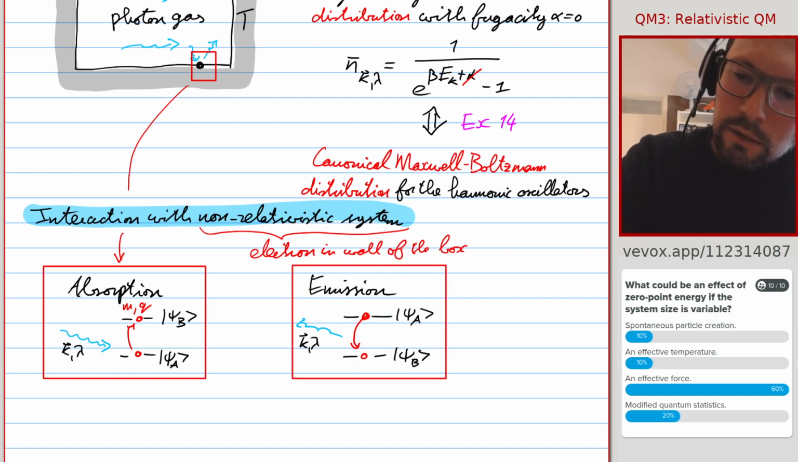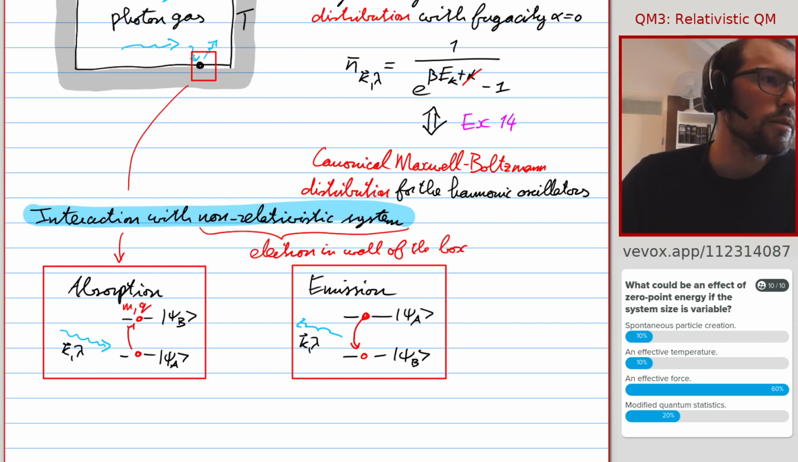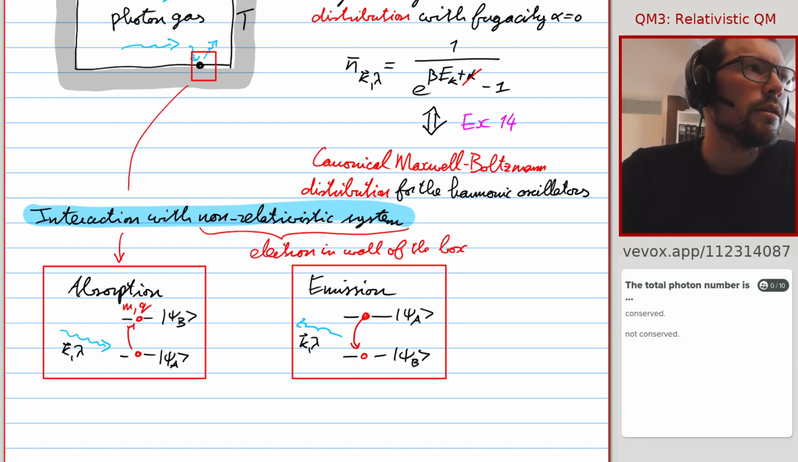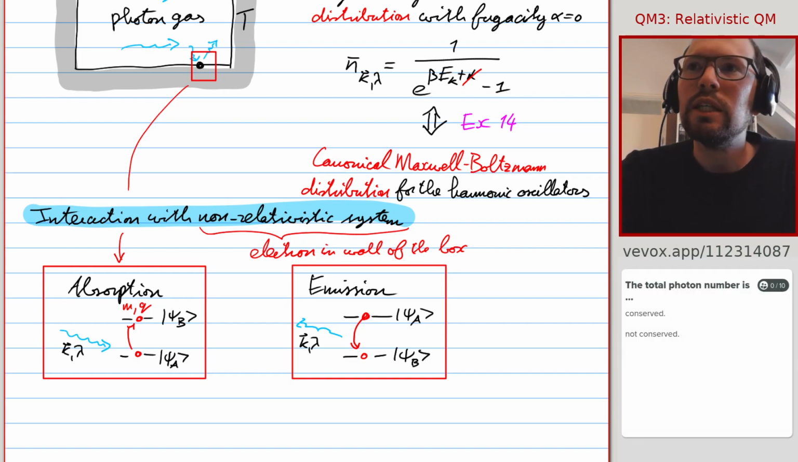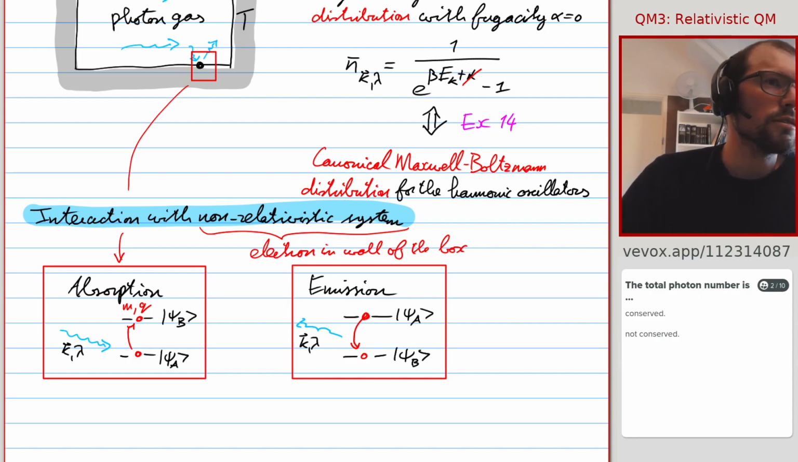Now, let's make a quick remark here. Let's do a poll for this. There we go. What does this actually mean for the photon gas? The total photon number, is it conserved or not?